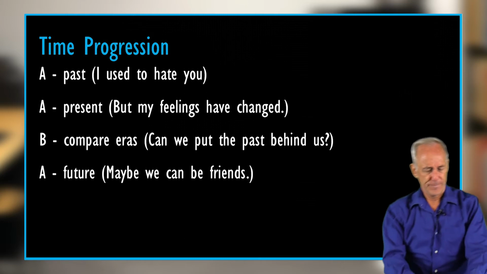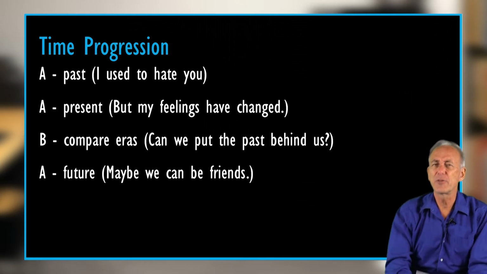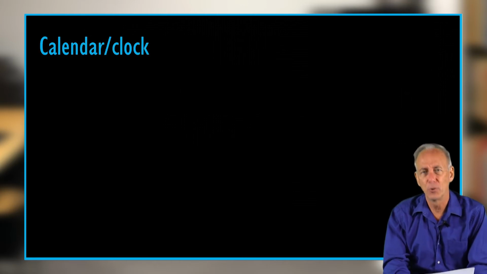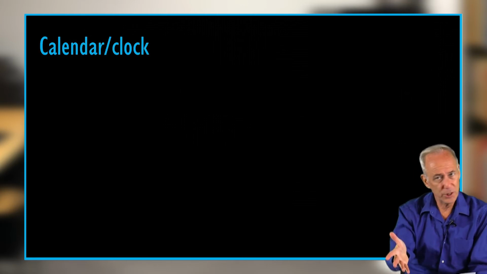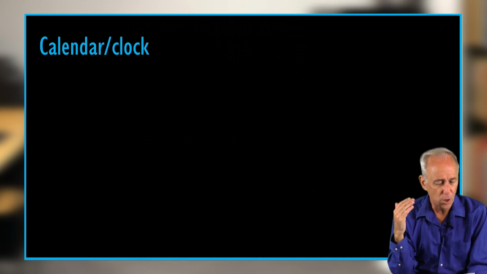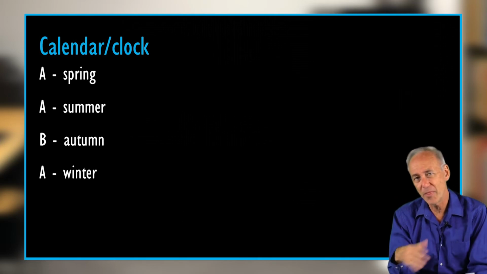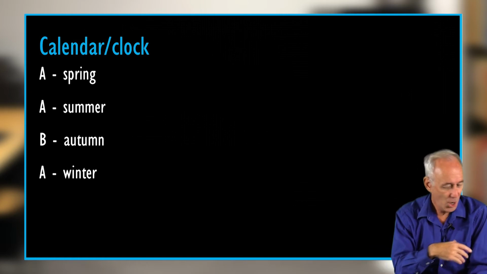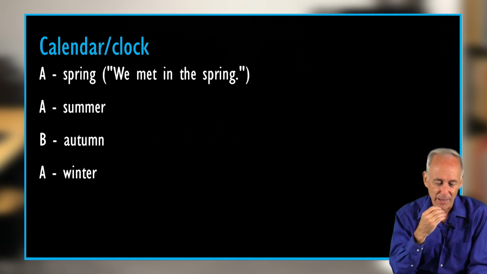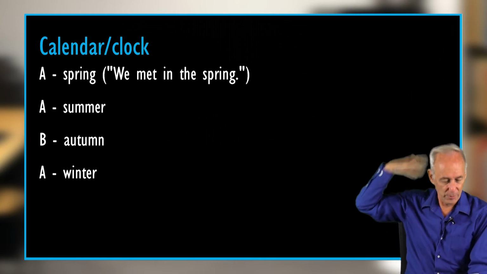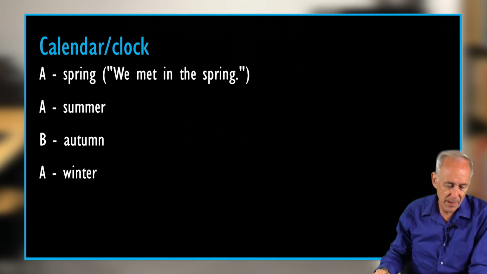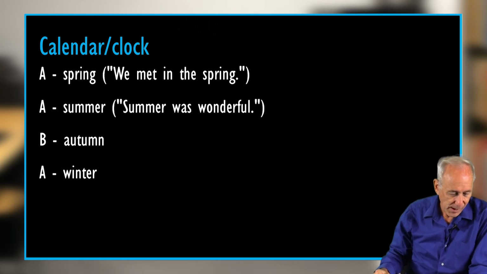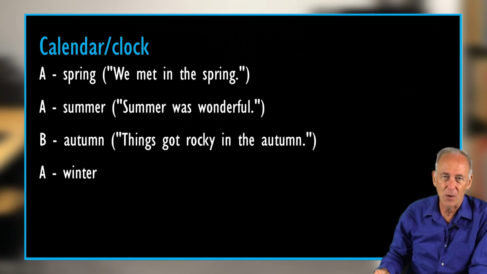Two more. Let's look at another slight variation of time, the calendar or the clock progression. Again, pretty straightforward. You can go from spring to summer, and then the B section is autumn, and then to winter. Like, for instance, we met in the spring, and that's what the A is. We met in the springtime. And then the second A is in summer. Oh, it was wonderful.